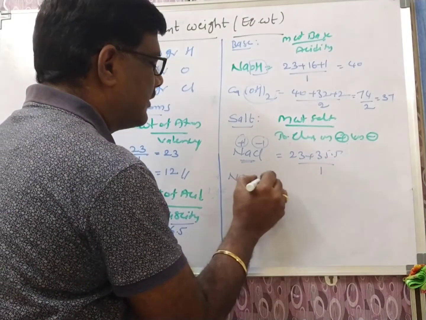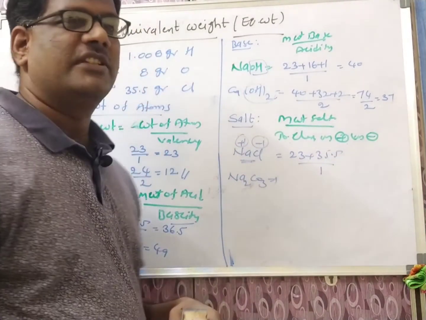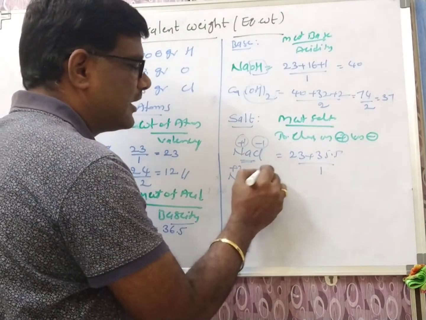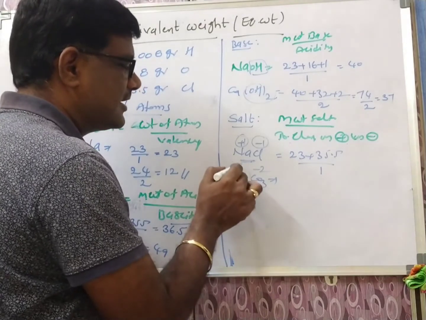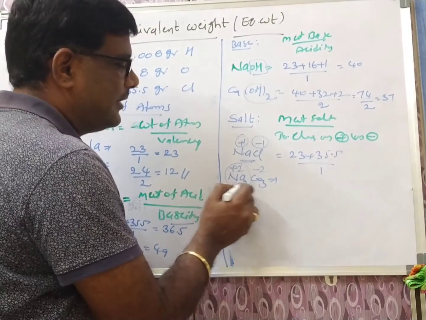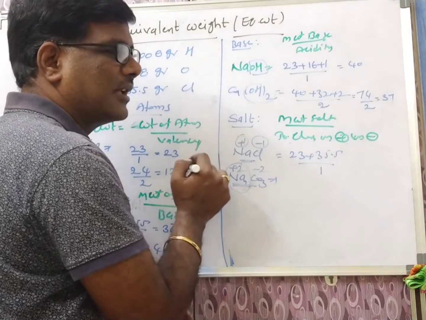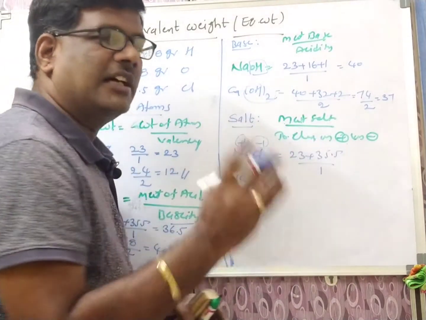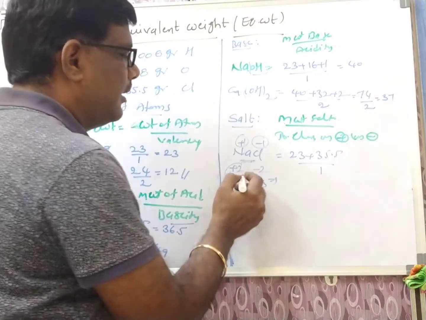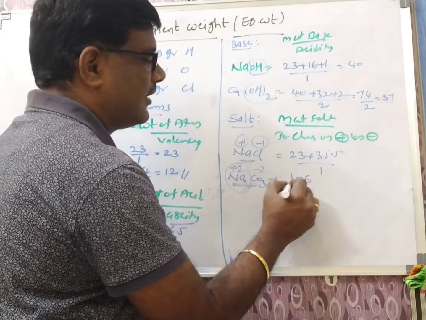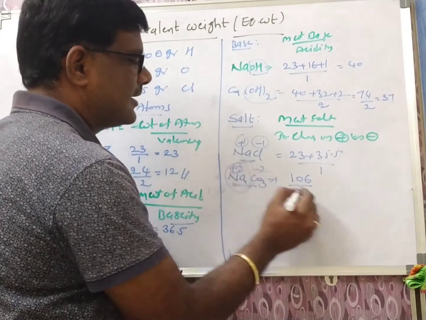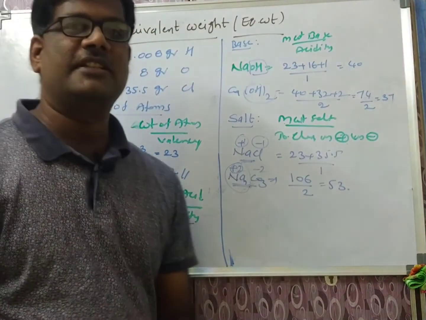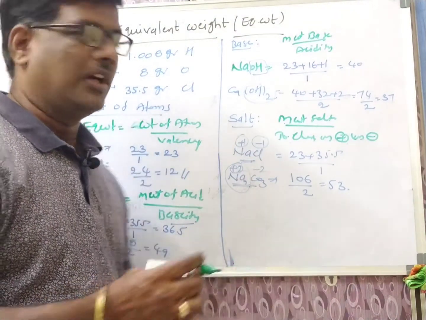Ultimately, sodium carbonate, Na2CO3, which is a salt. Here you take 2 sodium plus, and CO3 is minus 2. So the total charge on the cation is plus 2. What you have to calculate is the equivalent weight. What is the principle? Molecular weight of the salt by total charge on the cation or anion. The molecular weight of sodium carbonate is 106 divided by the total charge on the cation, 2. Ultimately, it is equal to 53. So this is the equivalent weight of the salt.